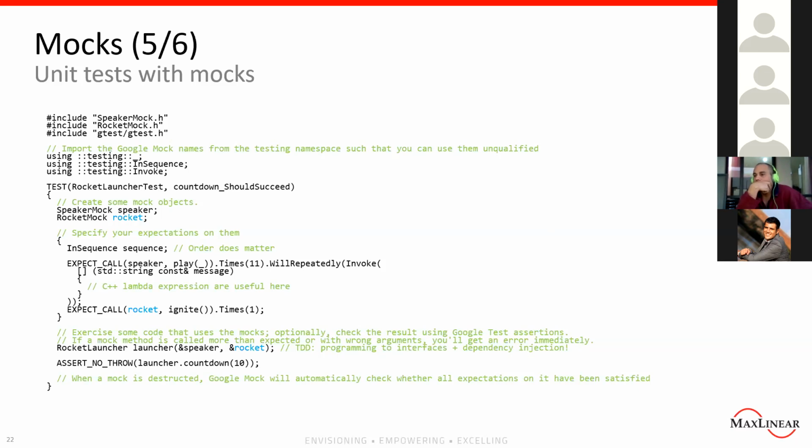At the end, when the mocks declared in the unit test go out of the scope, Google Mock checks that all expectations have been satisfied, and throws an error, making the test fail if that's not true.